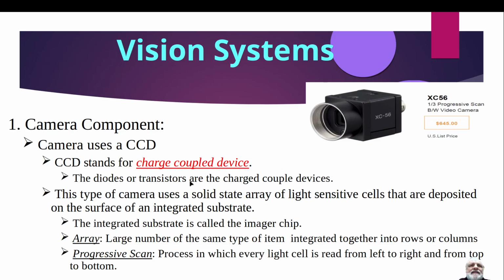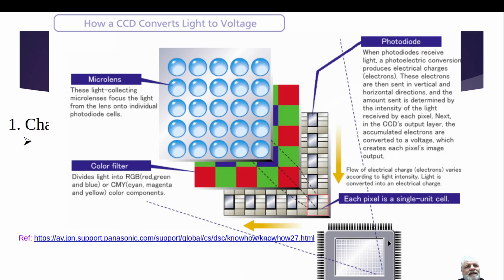All right, so this CCD, or charge coupled device, is what a digital camera actually uses to absorb the light and therefore produce the image. This charge coupled device is really an array of photodiodes or phototransistors.